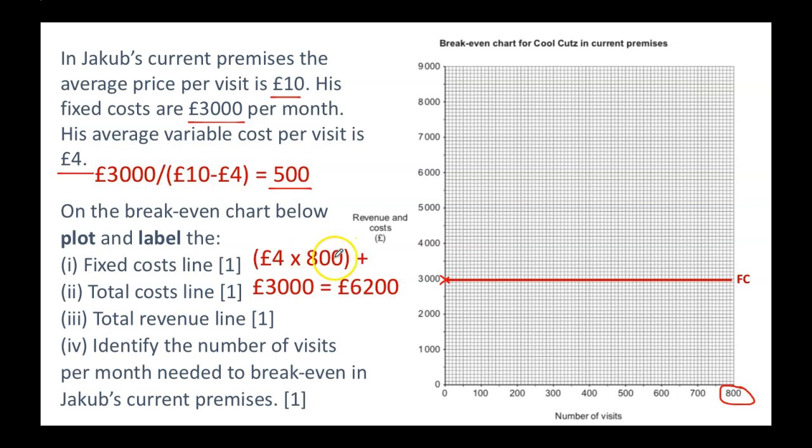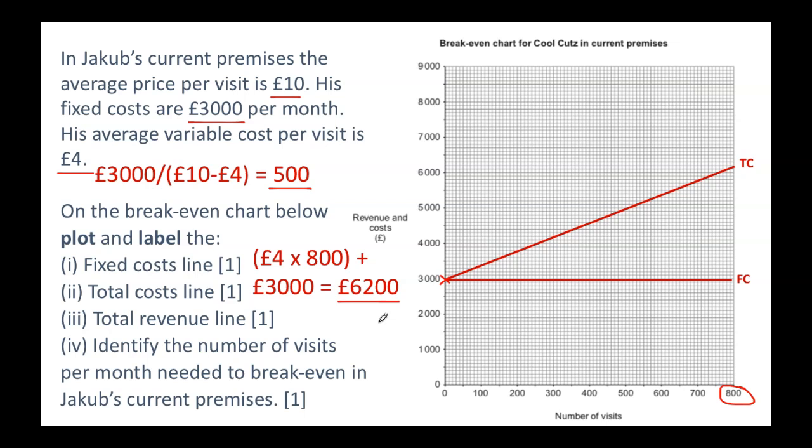£4 times 800. And then I'd have to add on the £3,000. So 4 times 800 is 3,200. Add the fixed costs, which are 3,000, and I'm going to get a total of 6,200. So now I've got two coordinates. I can draw my straight line and must remember to label it as total cost as well.